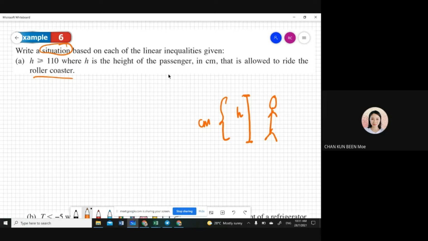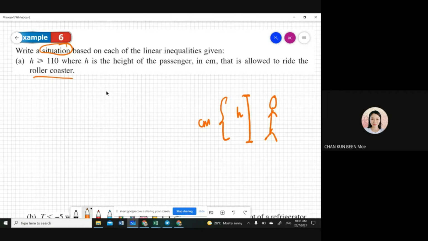So from here, we need to write a situation. You see, all the information is already given. It's very simple already. So what you need to do, just write down in sentence. Okay? There can be a few ways for you to write. So the one suggested from the book is the height of the passenger that is allowed to ride the roller coaster. Must be this part over here because of greater than or equal to. So you can use a lot of words to use it, right?